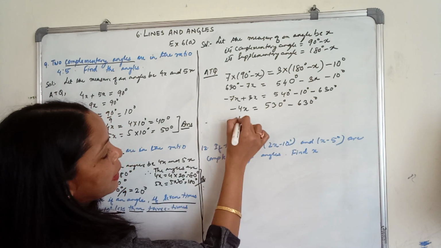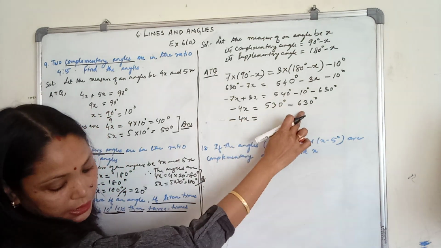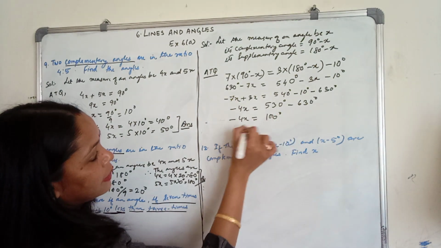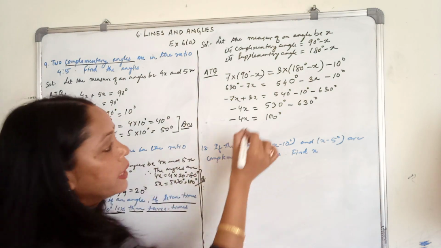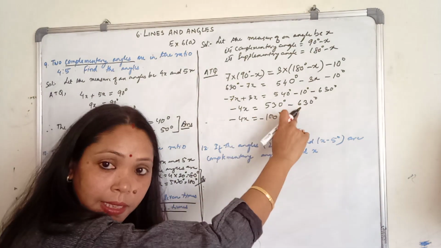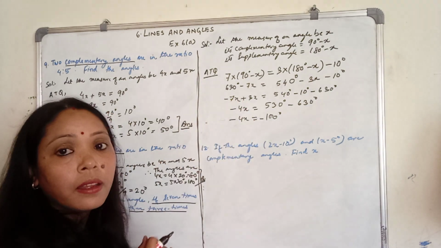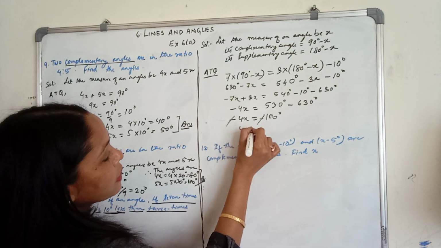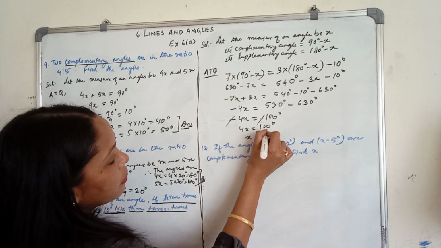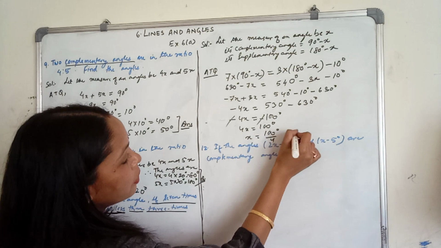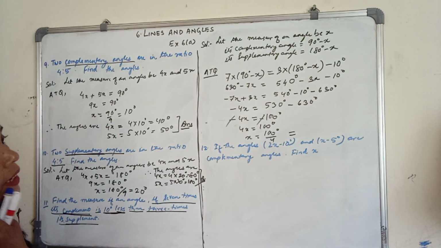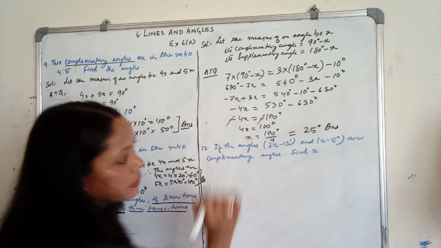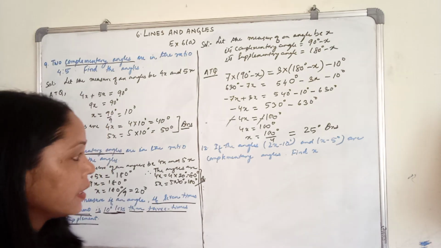Minus 630. Minus 4x is equal to 530 minus 630, it will be minus 100, because minus 630 is greater than 530. Now cancel this negative from both sides. So 4x equal to 100 degree. So x equal to 100 degree divided by 4. Now divide it. This one will be 25 degree, which is the answer. Now see question number 12.